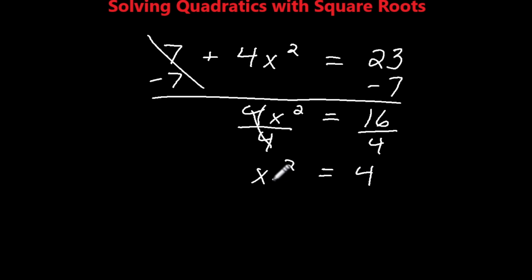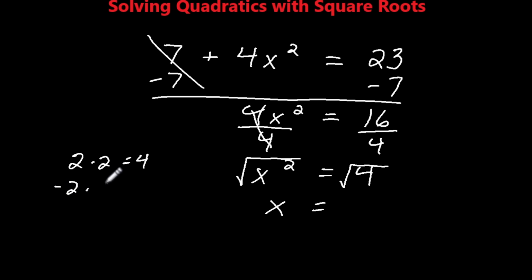Now, we're not done. Obviously, we need to know what the roots are, and this is a square term, so we're able to take the square root of both sides. So the square root of x squared is just going to be x. But when I take the square root of 4, 2 times 2 equals 4, but also minus 2 times minus 2 is going to equal 4. So the roots of this are going to be both 2, and x can also be minus 2.